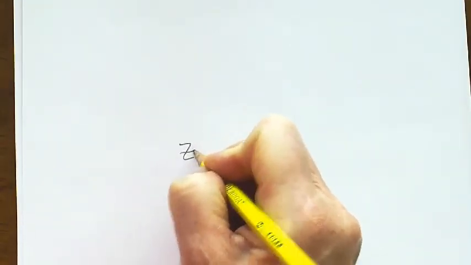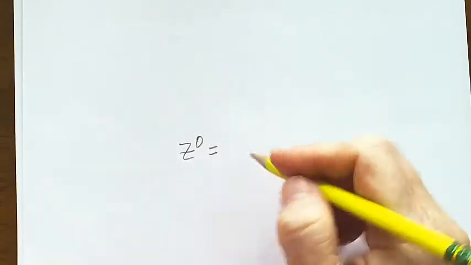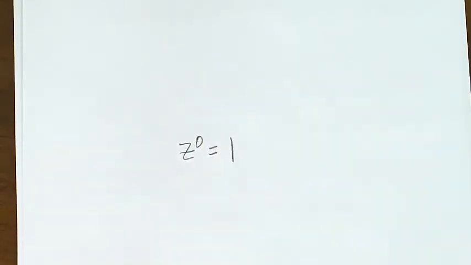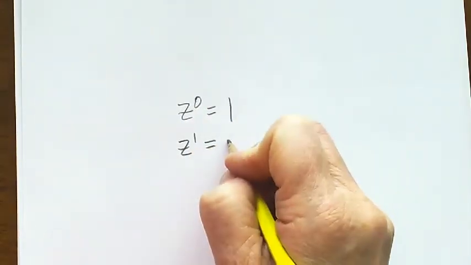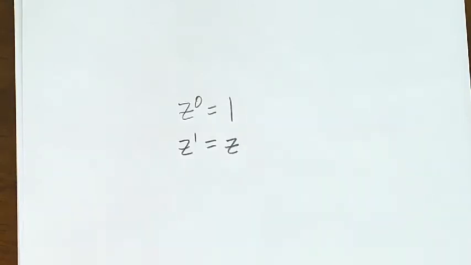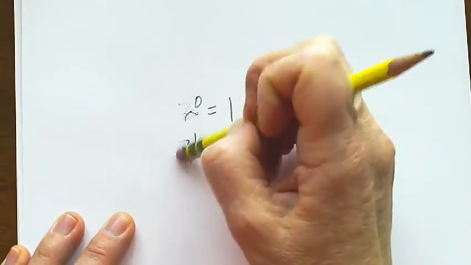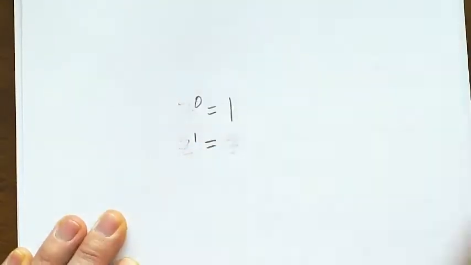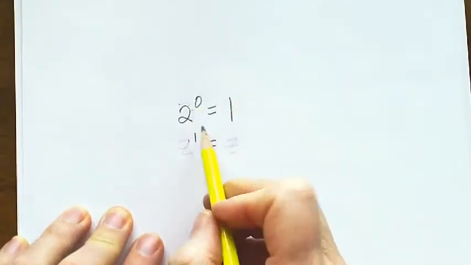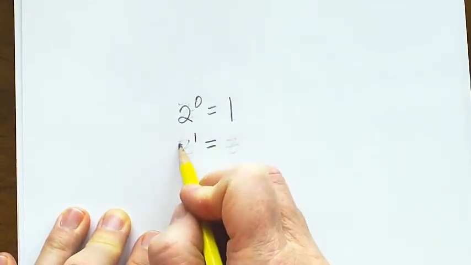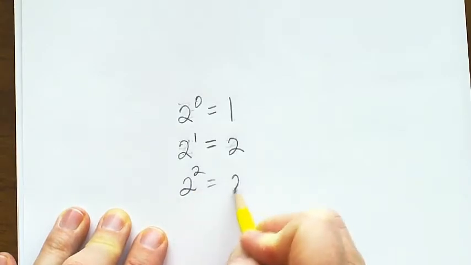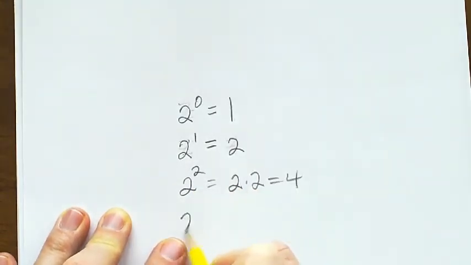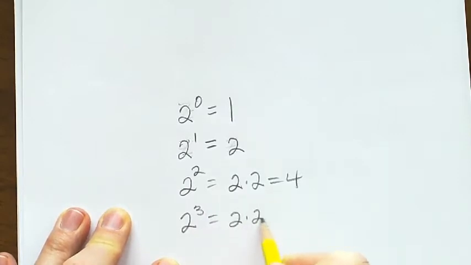If I have z to the 0 power, anything to the 0 power is 1. And if you didn't remember that, you could start with z to the 1st power. Z to the 1st power is z. And actually, instead of z, let's do 2. So 2 to the 0 power is 1. If you didn't know that, you could do 2 to the 1st power, that's 2. 2 to the 2nd power is 2 times 2, which is 4. 2 to the 3rd power is 2 times 2 times 2, which is 8.